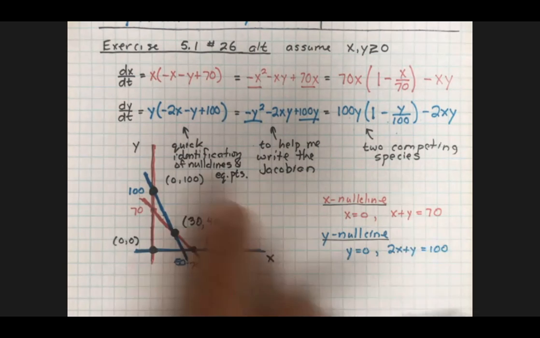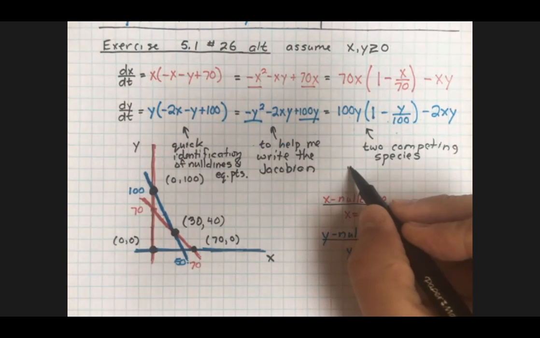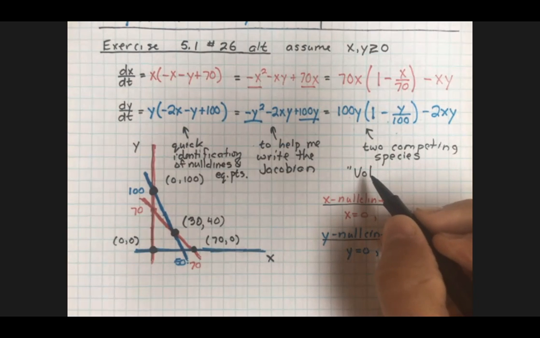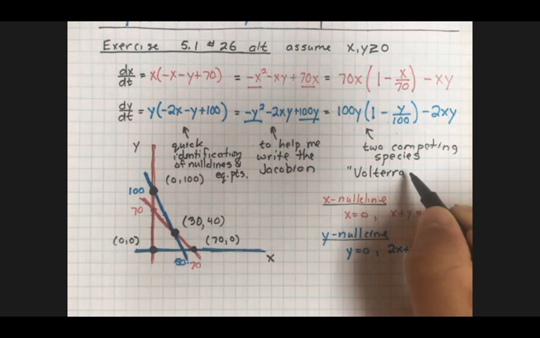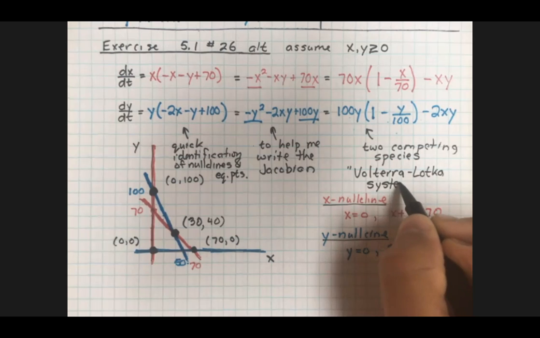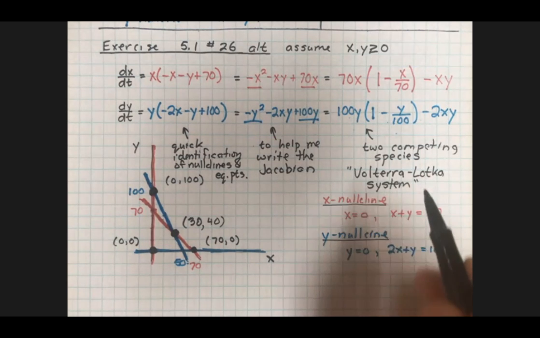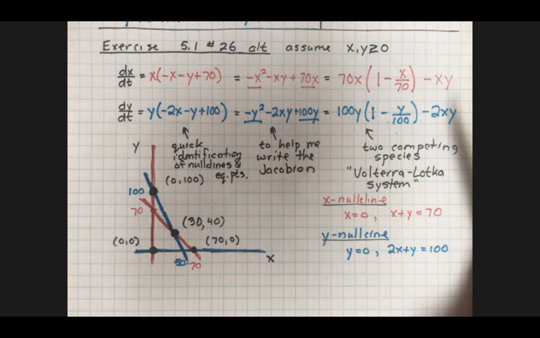Now, this model is a famous model. It's presented in your book, also in section 5.2, The Volterra Lotka system, four competing species. And why is it famous, and why did these people earn their names associated with it? Well, because in a way, it is the simplest possible way to represent competition of species. And we'll see as we go along.